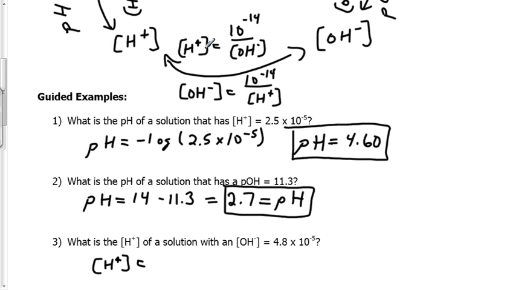So that's going to be this one. So H plus is equal to 10 to the negative 14th divided by OH minus. So 10 to the negative 14th over concentration of OH minus, 4.8 times 10 to the negative fifth.